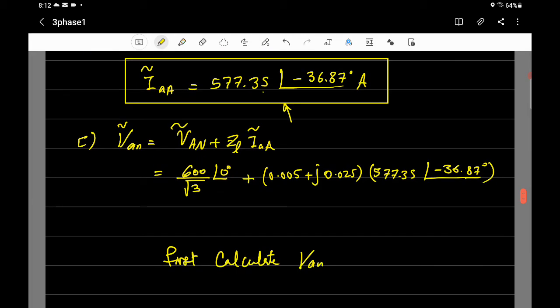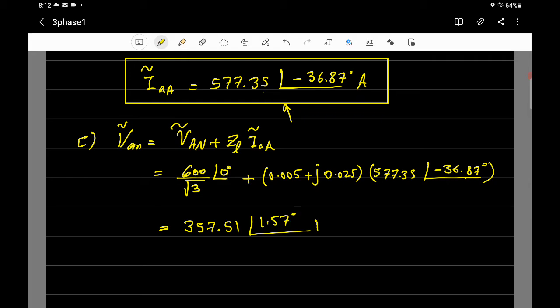And okay, it will be equal to 357.51, and the angle is equal to 1.57 degree volts. I advise you to solve this problem by yourself using a calculator or MATLAB to check the numbers and also to review. Now you'll tell me that you got VAN small, which is the phase. I want to find the line.